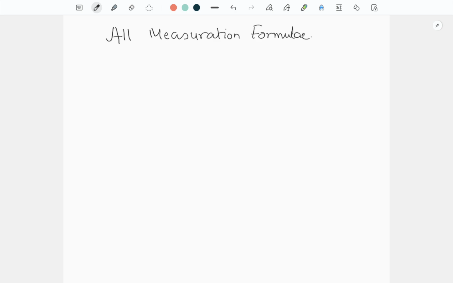So in today's video, we will discuss all mensuration formulae. First we talk about the square. First I draw the square shape here. Now we have the square shape here.